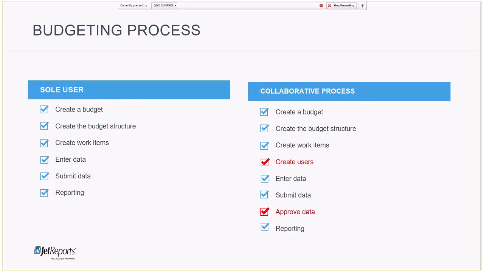The budgeting process, sole user. If you are using this on your own, creating a budget, the structure, work items, entering, submitting, and reporting are all very straightforward things. What we're going to explore a little more today is the collaborative process, where we're adding users to a budget and allowing them to approve data or enter data themselves.